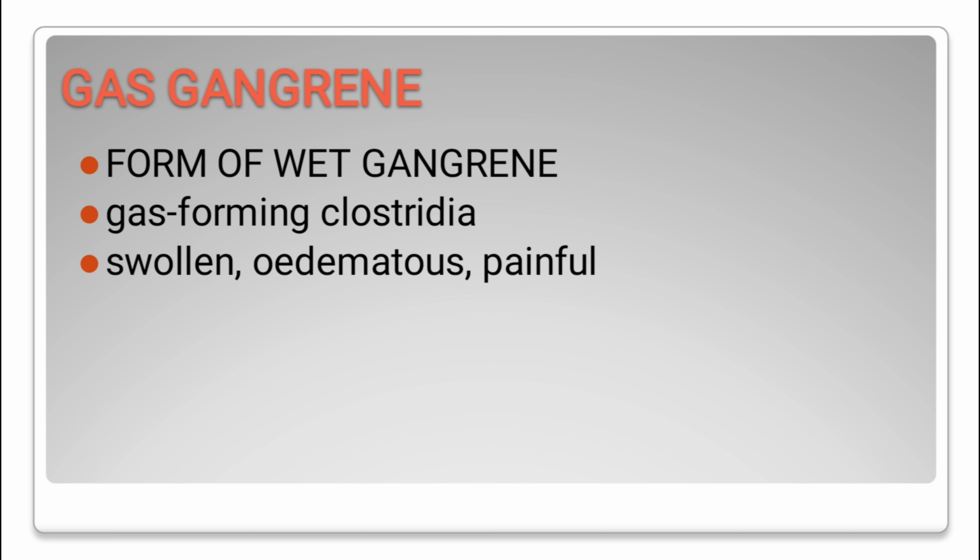The Clostridia produce various toxins that produce necrosis and edema locally and are also observed producing profound systemic manifestations. The morphologic feature of gas gangrene is swollen, edematous, painful tissue due to accumulation of gas bubbles of carbon dioxide within the tissue, formed by fermentation of sugar by the bacterial toxin. The bacteria is the gas forming Clostridia, which is a gram positive anaerobic bacteria.